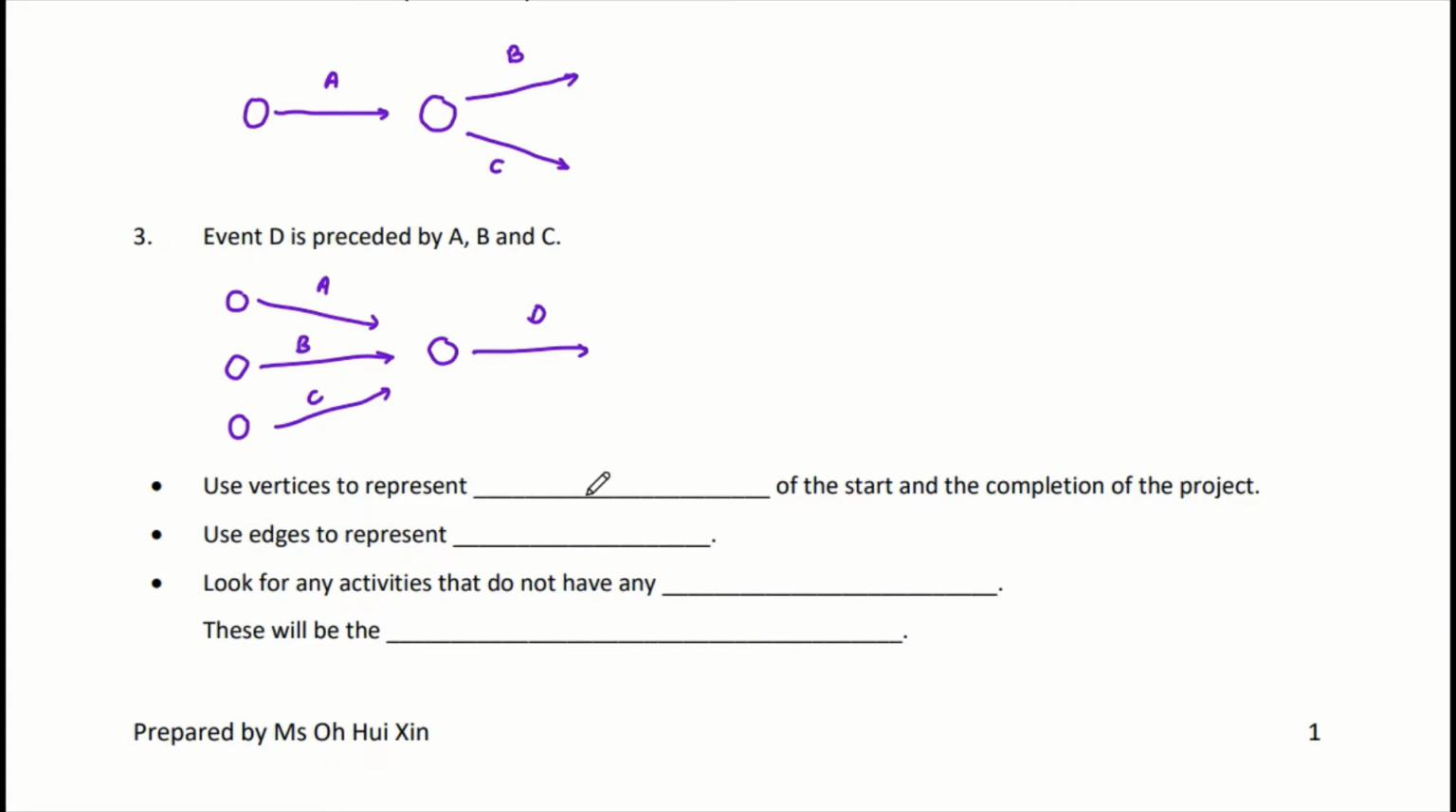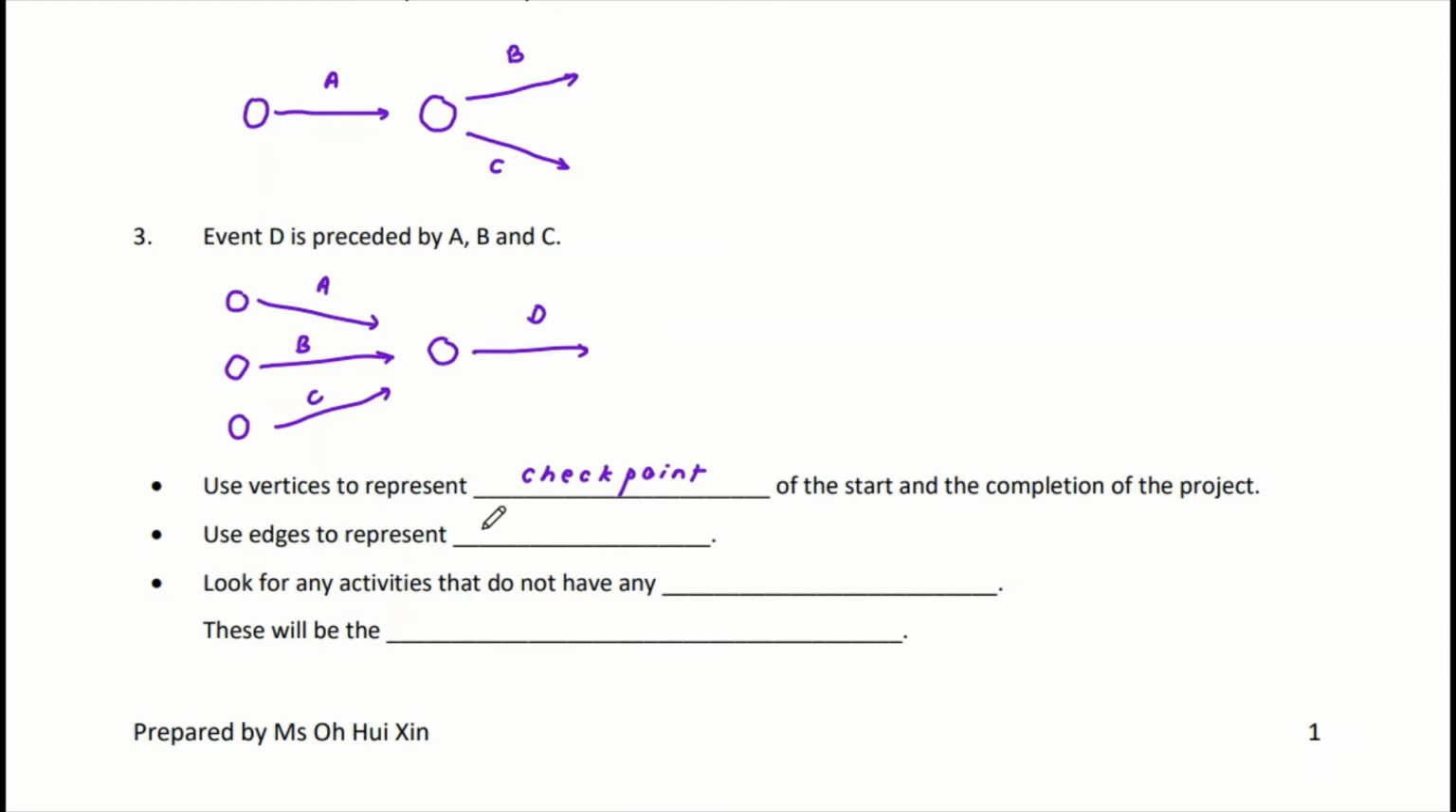use vertices to represent the checkpoint of the start and the completion of the project. All right, so which means that this is the checkpoint for us to start, then you start task A, then upon finishing task A, you have the checkpoint to end this, right? So, and then this checkpoint is also where you start task D here.